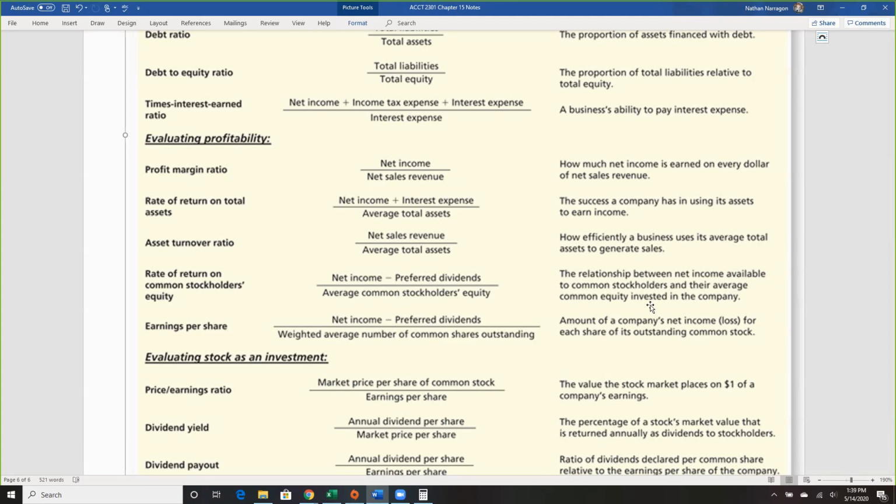Okay. Earnings per share. That is, again, our net income minus preferred dividends, and this one's divided by the number of common shares outstanding. Odds are you're going to have to figure that number out by using par value and dividing it into how much money we have in common stock. That one pops up in the homework. I'll show you how to do that.